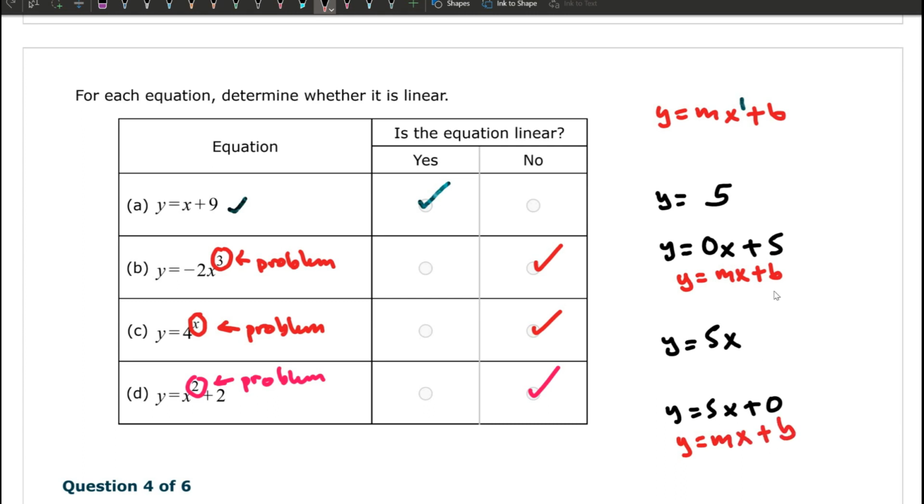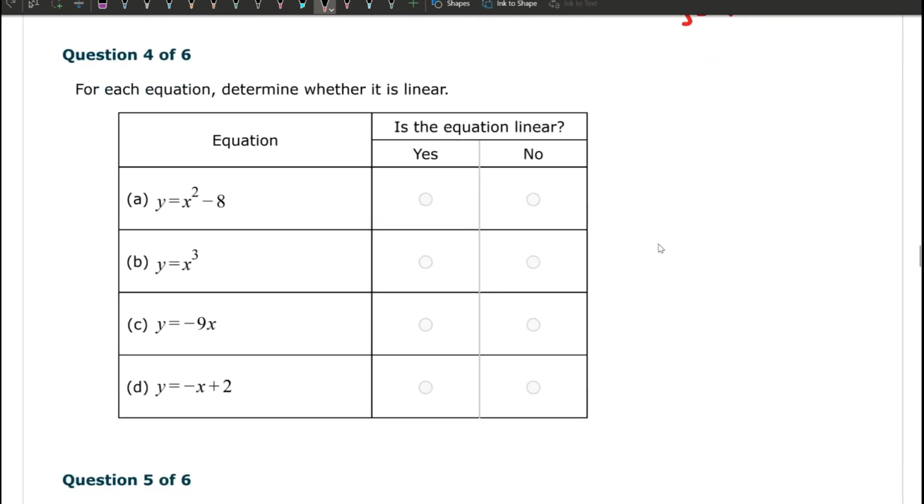Alright, number 4. So now we can go faster on number 4. This one, what do you think? The first equation, yes or no? The answer is no, because of the power. How about the second one? No, because of the power. And this is yes, because it's y equal to mx plus b, where b is 0. This is another yes.